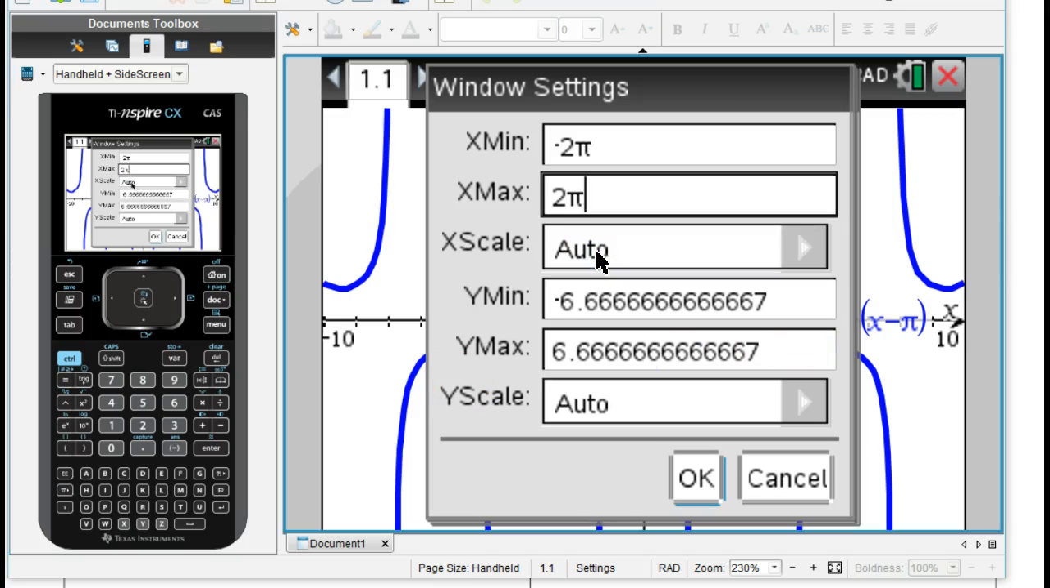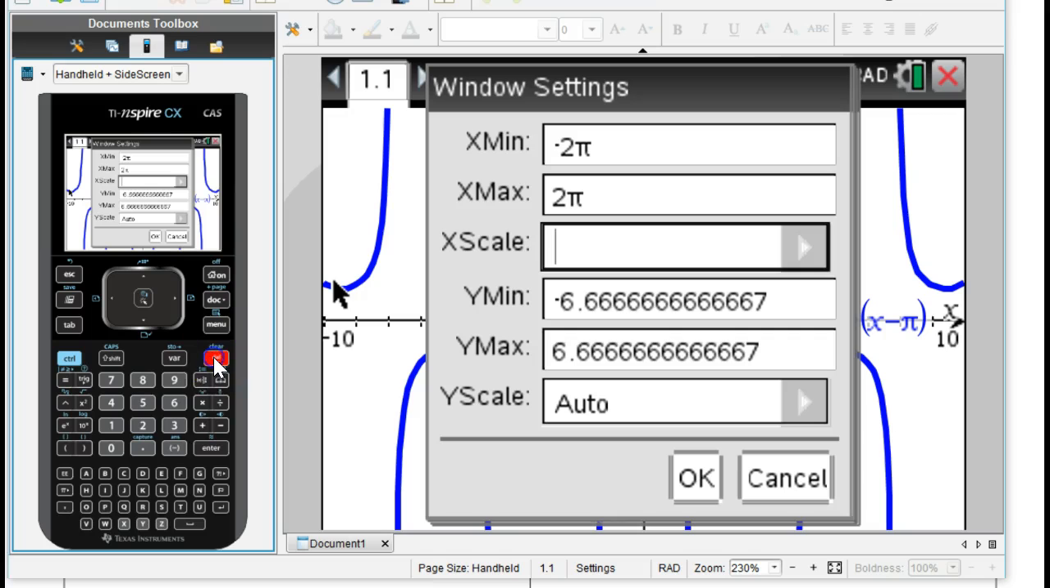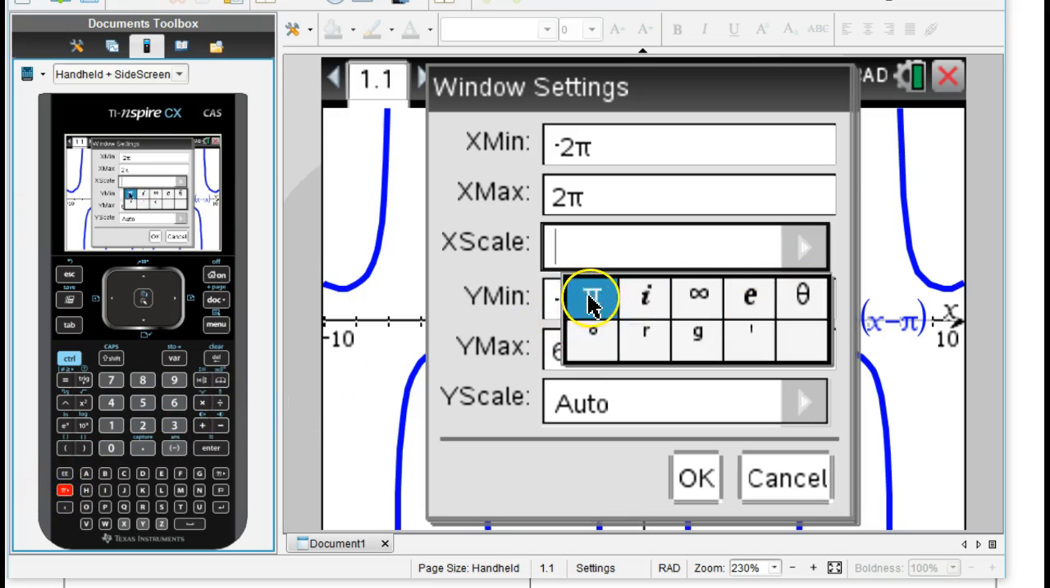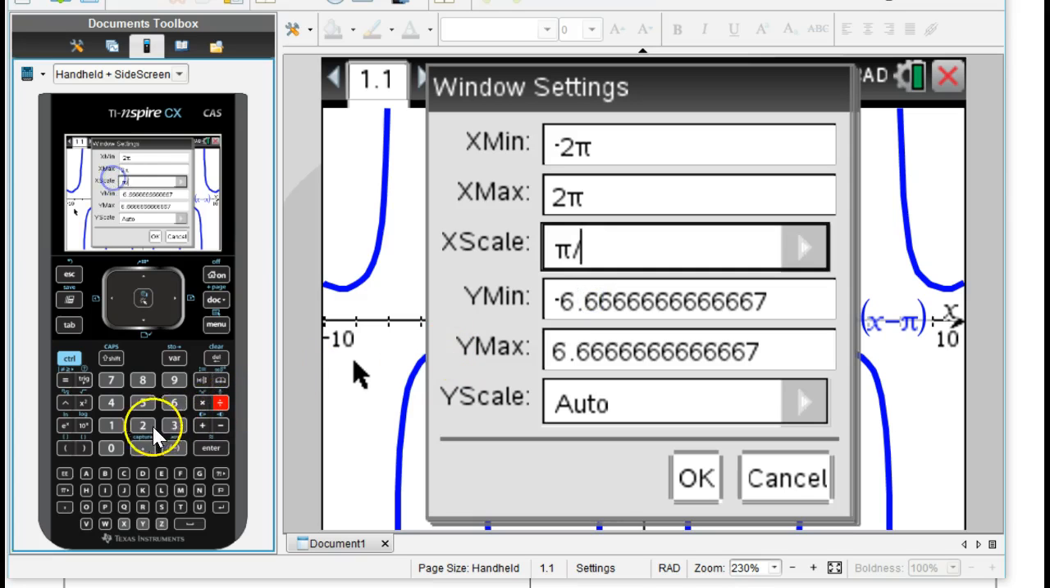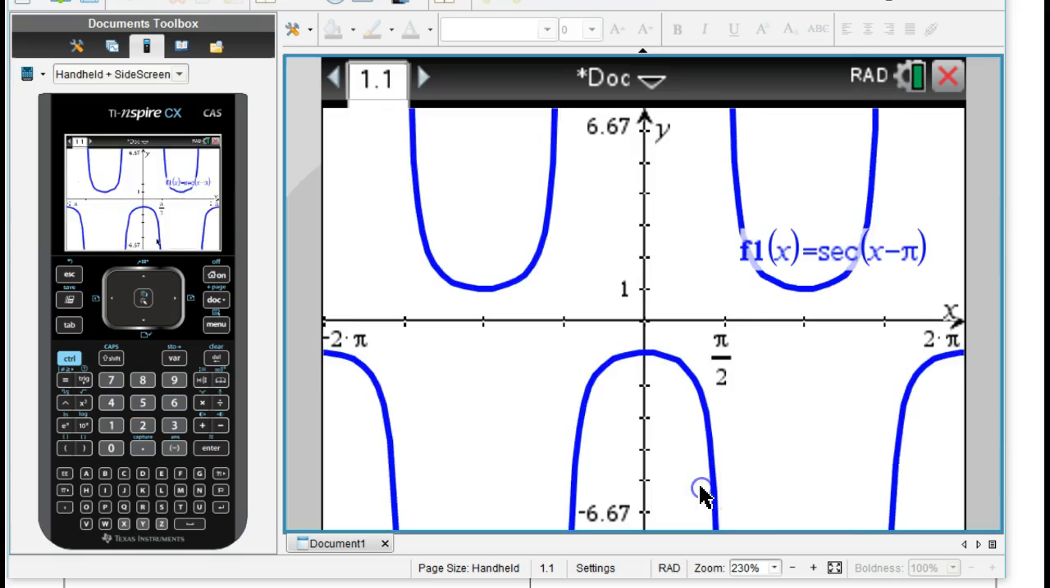So if the period of this was 2 pi units, I should see 2 full periods. Auto scale will pick what the calculator thinks is best. I like to kind of force this to be something that's convenient for me, and I think we'll go with pi over 2. So each tick mark on the x-axis will be pi over 2 units apart. I'll go ahead and let y min and max stay the same. Grip it and rip it.